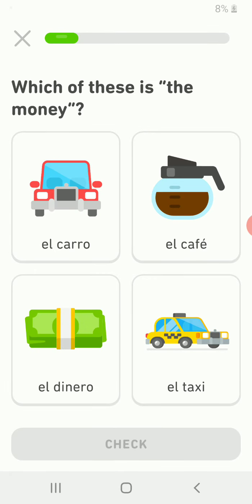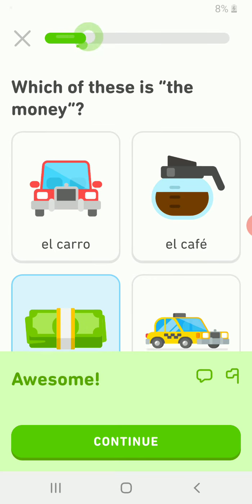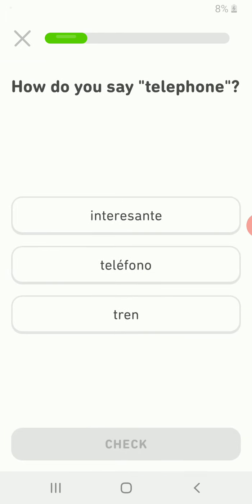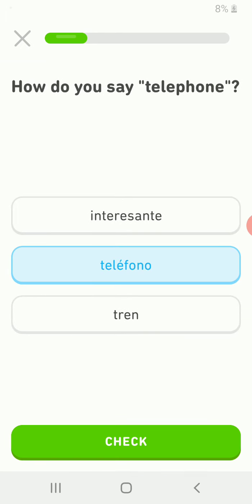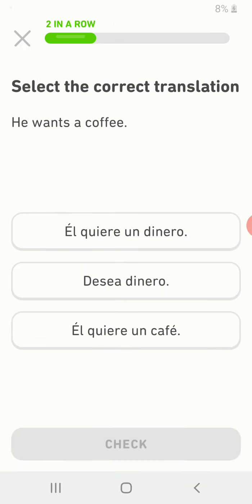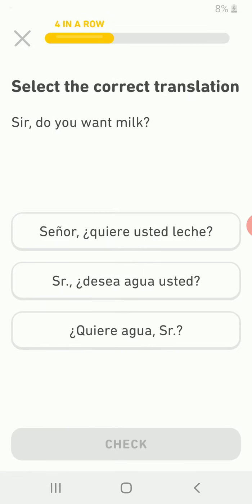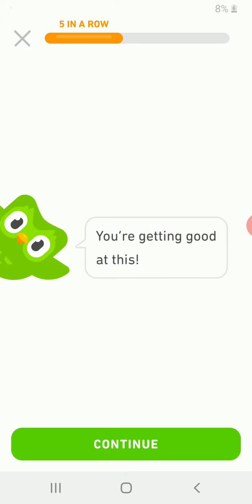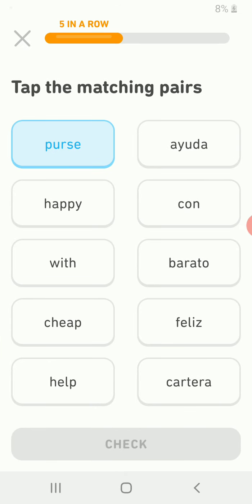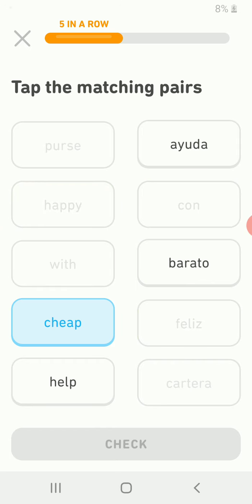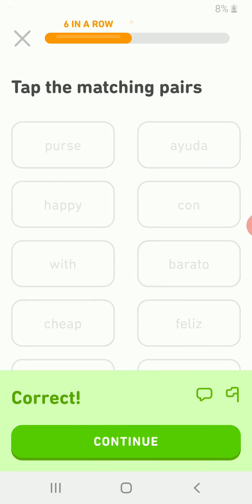Which of these is the money? El dinero. And how do you say telephone? Teléfono. And he wants a coffee. Él quiere un café. And purse is cartera. And sir, do you want milk? Señor, ¿quiere usted leche? Happy is feliz. With, con. Cheap, barato. Ayuda is help.